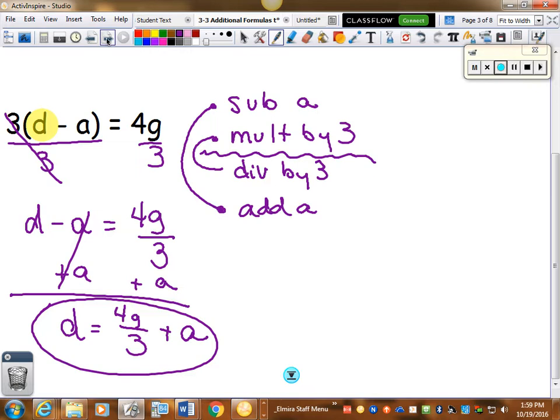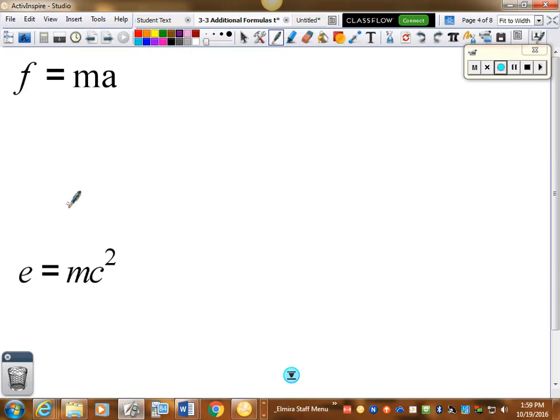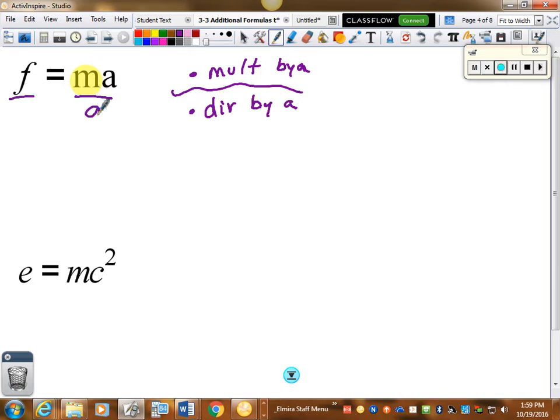Okay, F equals ma. If you're interested in physics, that's force equals mass times acceleration, but I don't care if you know that or not. Let's say I'm solving for m. Well, what is m doing? It is multiplying by a. Okay, then that's the only thing that's happening, so the opposite is divide by a. And I get m equals F over a.